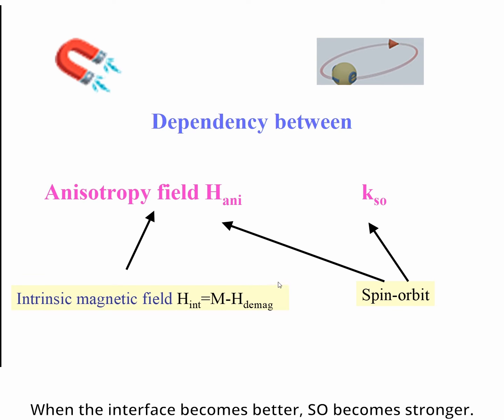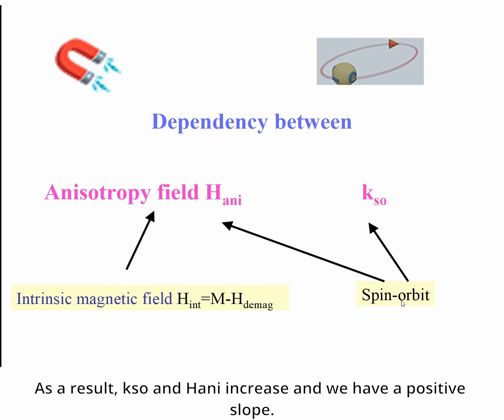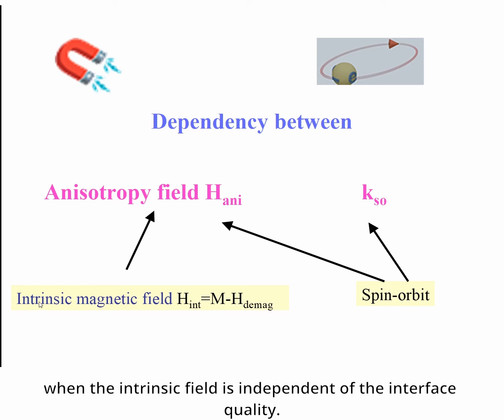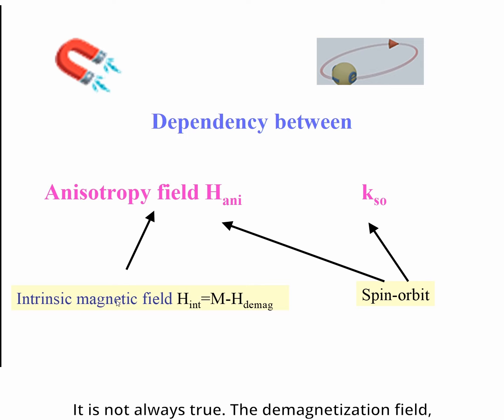When the interface becomes better, spin-orbit interaction becomes stronger. As a result, the coefficient of spin-orbit interaction and the anisotropic field increase, and we have a positive slope. However, it is only the case when the intrinsic field is independent of the interface quality. It is not always true.